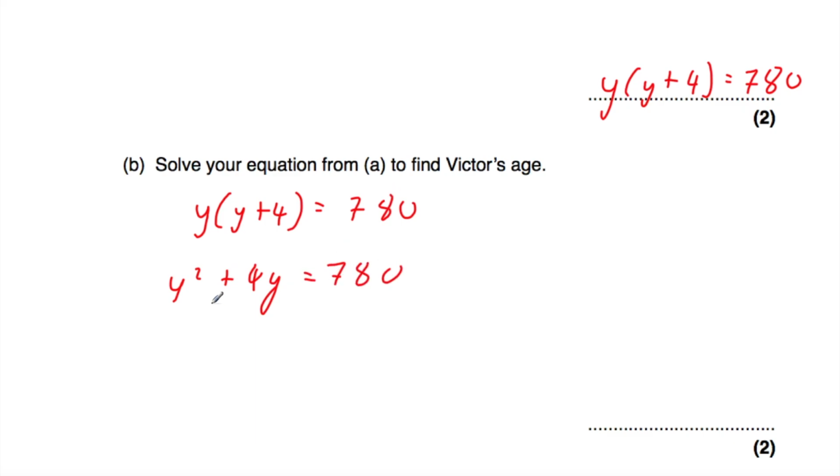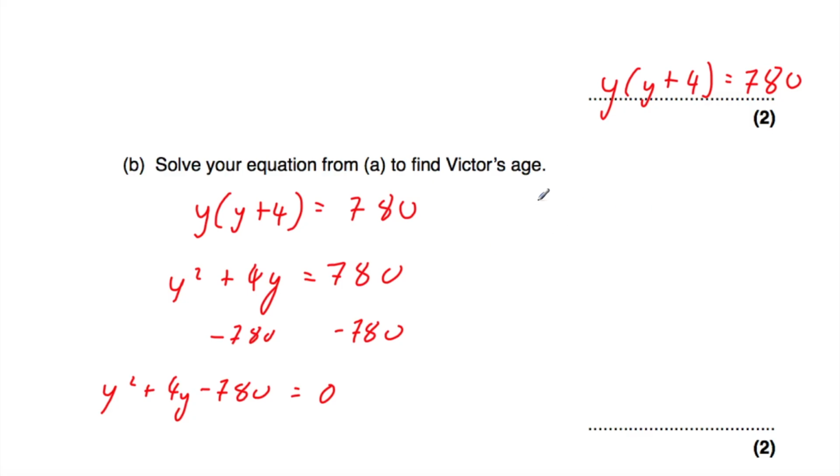It's almost like the equations we've been solving so far, except we want it to equal 0 on the right hand side. So let's take away 780 from both sides. On the left hand side then we'd have y squared plus 4y, and then we're taking away 780. And on the right hand side we're going to be left with 0. And now we just need to factorize this.